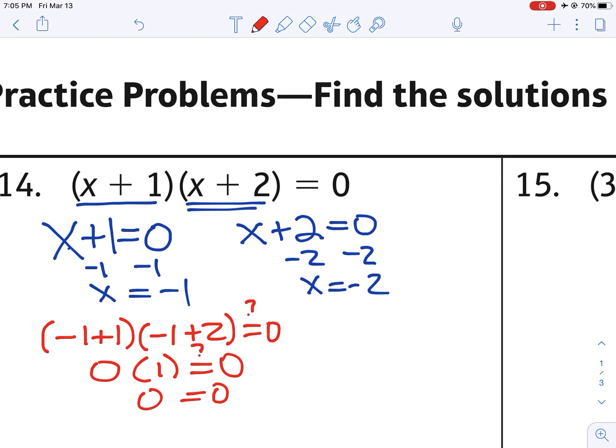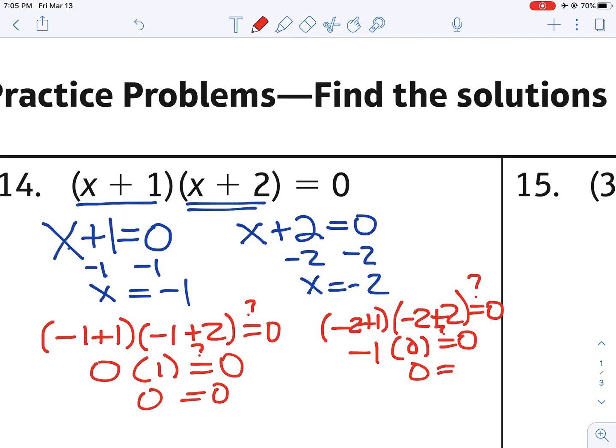Now, I look at x plus 2. I solved that. If I plug that back in, I would get negative 2 plus 1 times negative 2 plus 2. Does that equal 0? I would get negative 1 times 0. And amazingly, yes, that comes out. So negative 1 and negative 2 are both solutions to this problem. They are the zeros. They are where the parabola is going to hit the x-axis, at negative 1 and at negative 2.